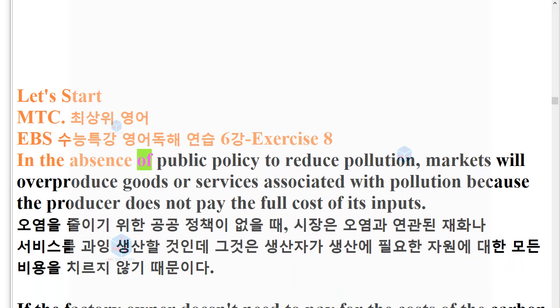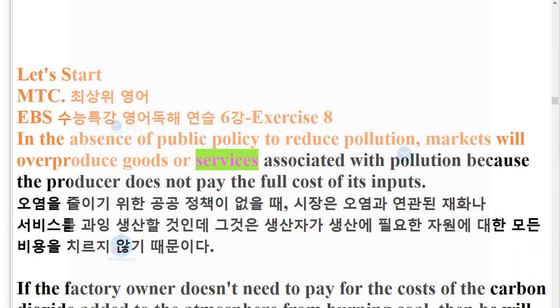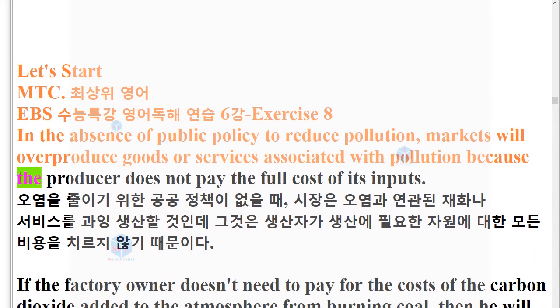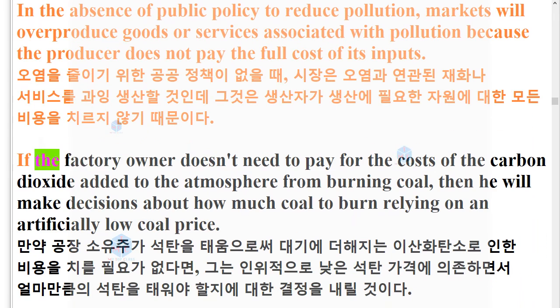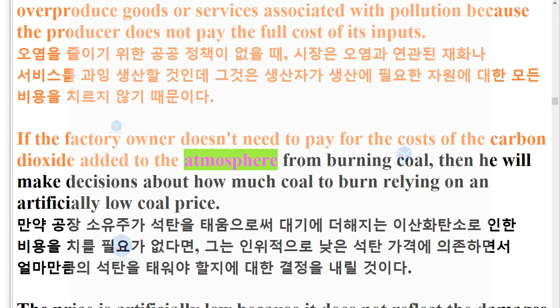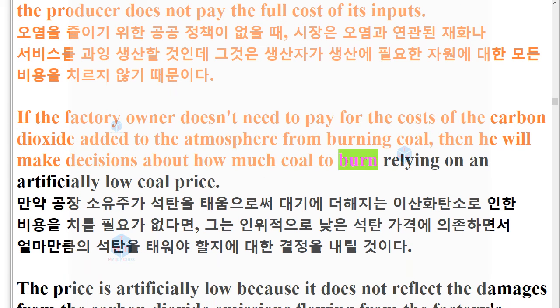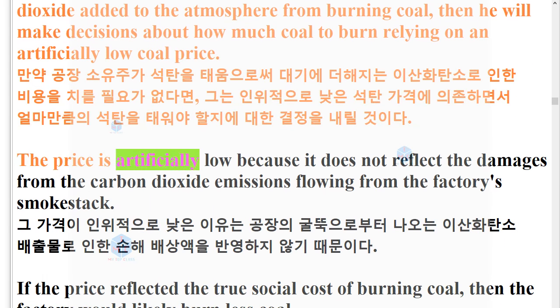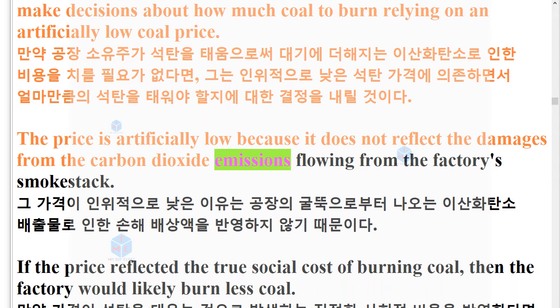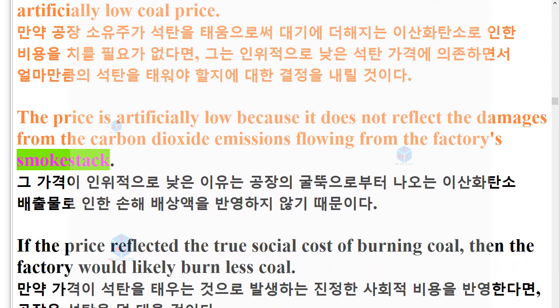In the absence of public policy to reduce pollution, markets will overproduce goods or services associated with pollution because the producer does not pay the full cost of its inputs. If the factory owner doesn't need to pay for the costs of the carbon dioxide added to the atmosphere from burning coal, then he will make decisions about how much coal to burn relying on an artificially low coal price. The price is artificially low because it does not reflect the damages from the carbon dioxide emissions flowing from the factory's smokestack.